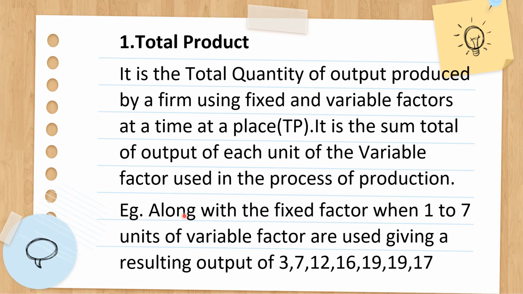For example, along with the fixed factor, when 1 through 7 units of the variable factor are used, we get a resulting output of 3, 7, 12, 16, 19, 19 and 17. So the total quantity at each level produced by whichever number of unskilled laborers used in the process of production would give us the value of total product.